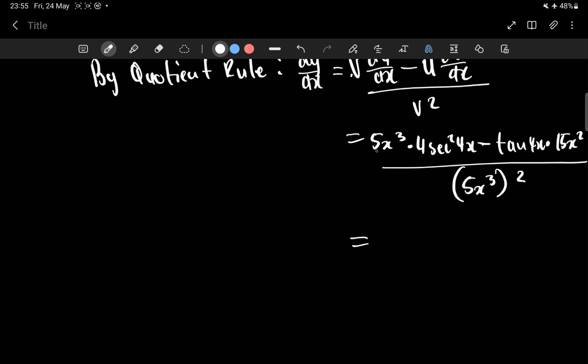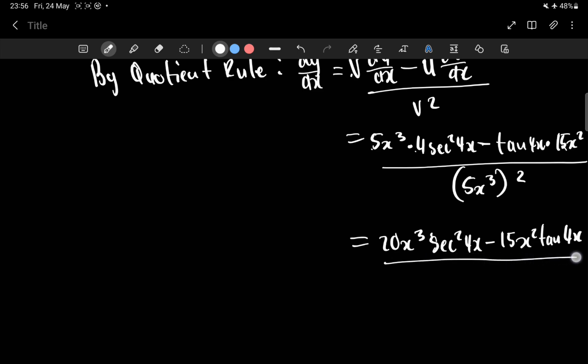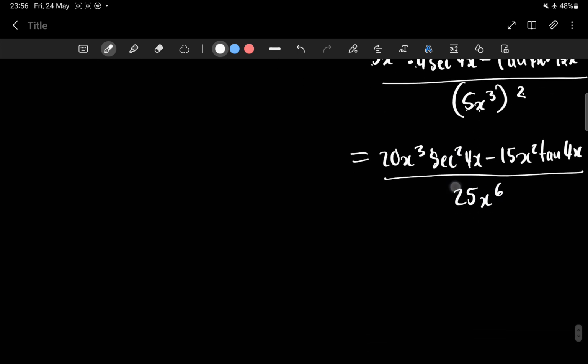This becomes, in here, 5 by 4 is 20x cubed, then sec squared 4x, minus 15 comes, so it's 15x squared tan 4x, all over 5 squared is 25, okay, will be 25. Then x cubed all squared, a number with a power raised to another power, you multiply the powers, 3 times 2 is 6, so x to the power of 6. This now becomes, here, what do we have? We have 20 and 15 at the top.